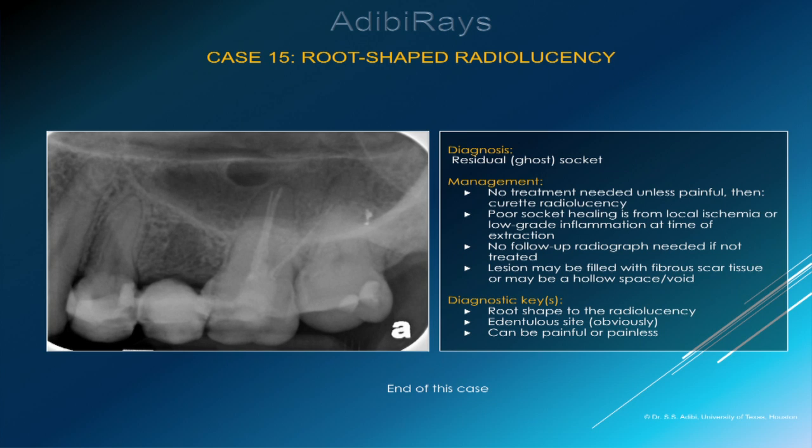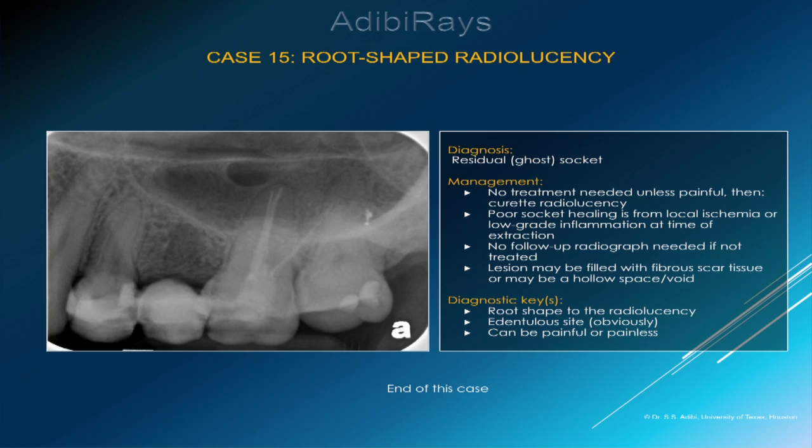Diagnosis is residual socket or ghost socket. No treatment is needed unless it becomes painful. When treatment is needed, curette the radiolucency. It is known to form due to local ischemia or low-grade inflammation at the time of extraction. No follow-up radiograph is needed. The lesion may fill with either fibrous scar tissue or may be a hollow space void.